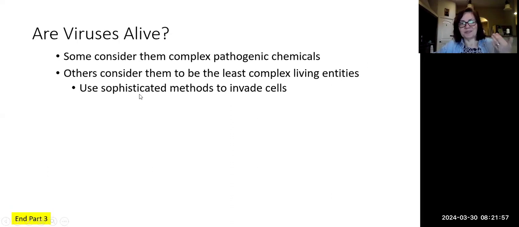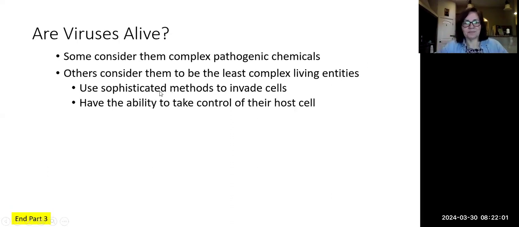And they use these sophisticated methods, the keys to get into particular locks. They have the ability to take control of their host cell, which sounds really diabolical when really all it is, is that our cells are in some ways kind of dumb. You give them some RNA, they know what to do with that. They'll start transcribing that. They'll start translating that, and the ribosomes can read that messenger RNA and start making the proteins they're being told to make. They don't check credentials or anything.